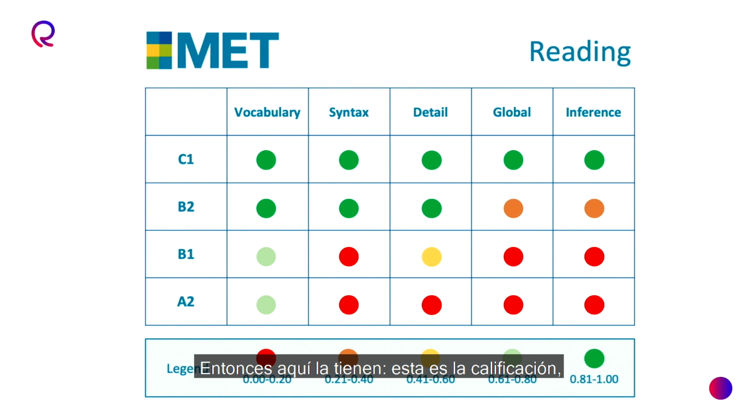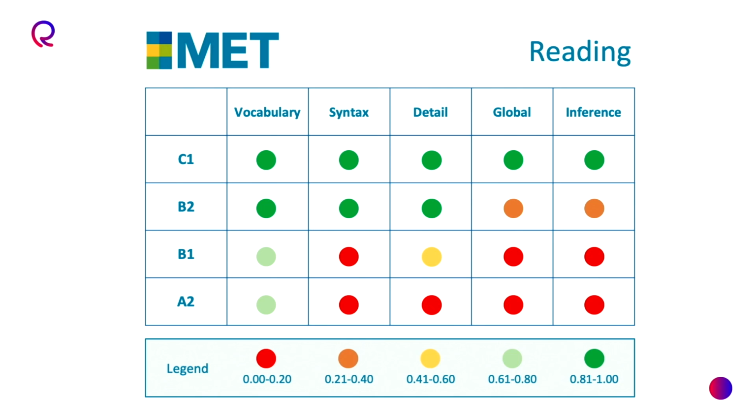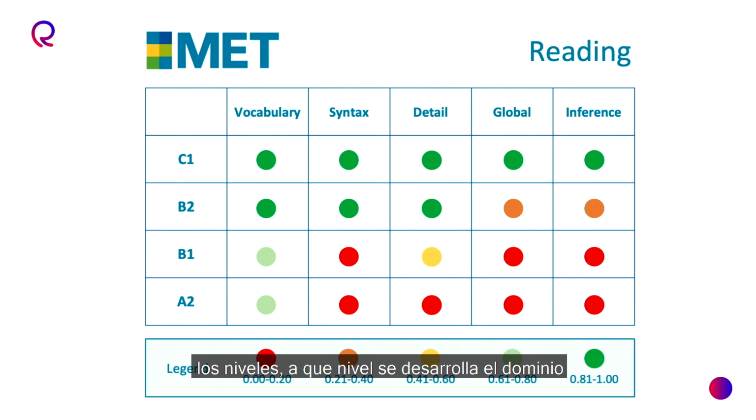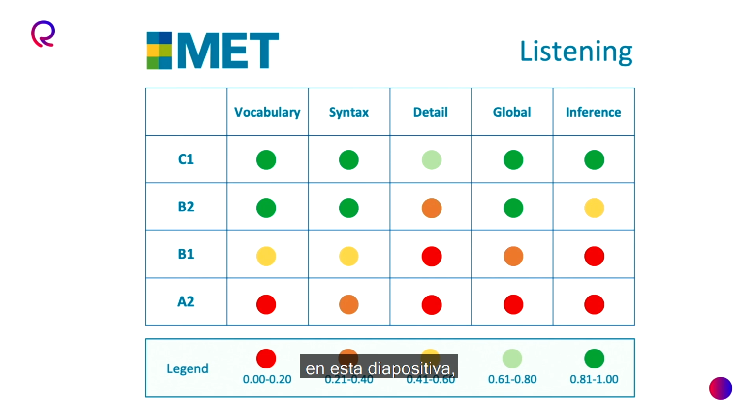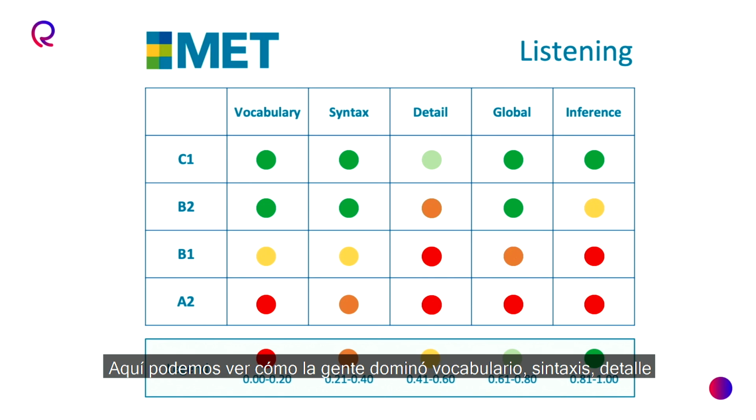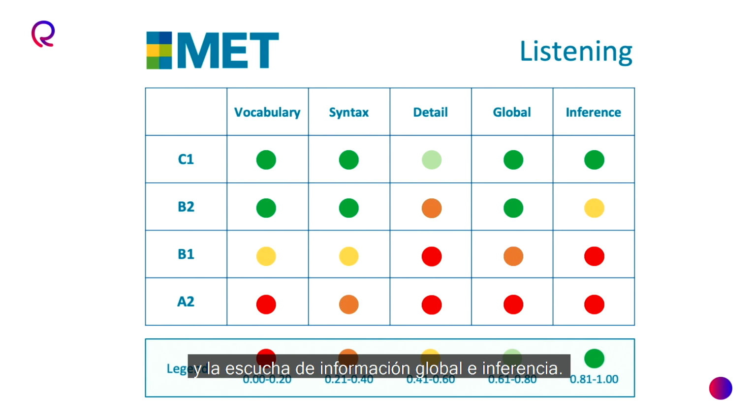So here is the rate at the levels at which people develop mastery in vocabulary, syntax, detail, global reading, reading for inference. In this slide, which is for listening, you can see how people develop mastery in vocabulary, syntax, detail, listening for global information, listening for inference.